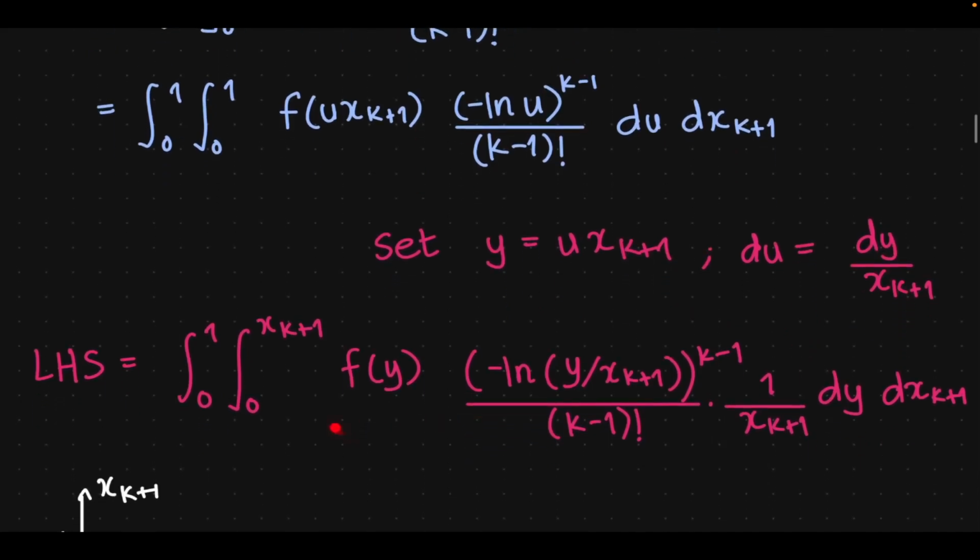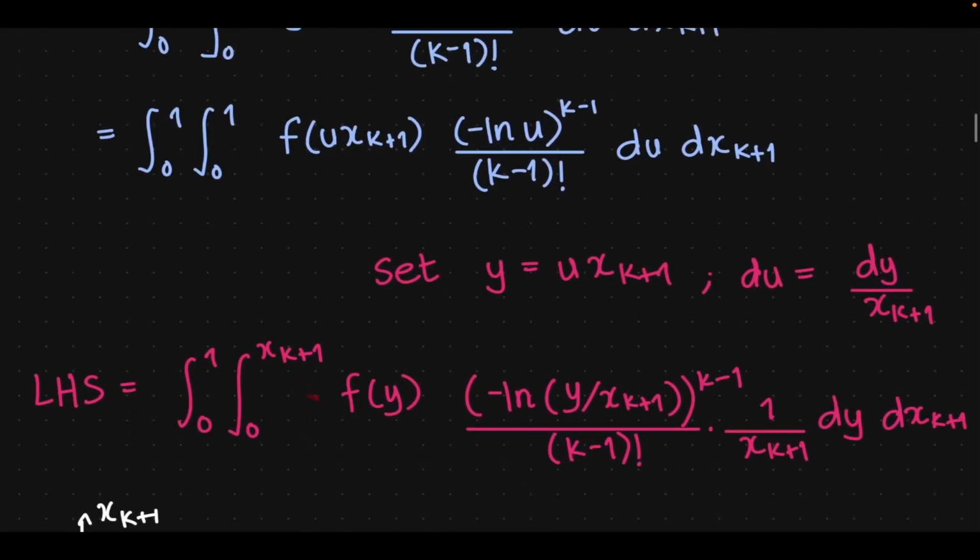The left hand side therefore becomes integral 0 to 1 on dx_{k+1}. That's unchanged. It is the u bounds and the u variable that's changing. So we have integral 0 to x_{k+1} f of y times minus ln of y over x_{k+1}, the quantity raised to k minus 1, divided by k minus 1 factorial, times 1 over x_{k+1} from the differential element change, dy dx_{k+1}.